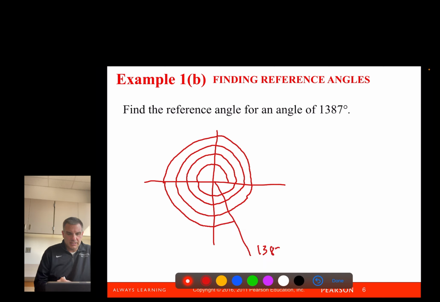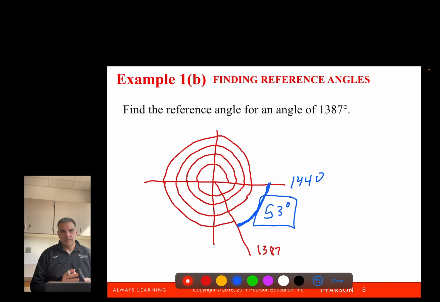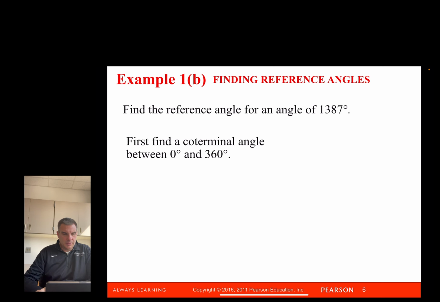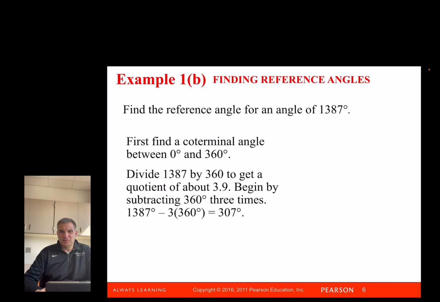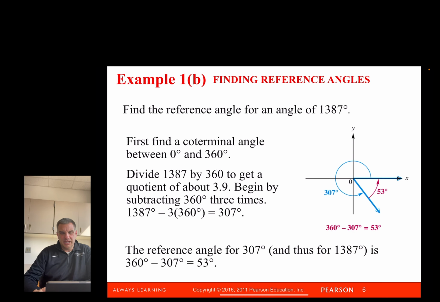So there's 1387. And my reference angle is going to be this angle right here. So if we go 360 times, what do? We went 1, 2, 3, 4 revolutions. That would be 1440. So if we go 1440 minus 1387, we get a reference angle of 53 degrees. Probably a faster way to do it, but that's the way I like to do it. Okay, we'll see how they do it. They just found a coterminal angle, which is fine. It's another way to do it, to get the same answer that we got.